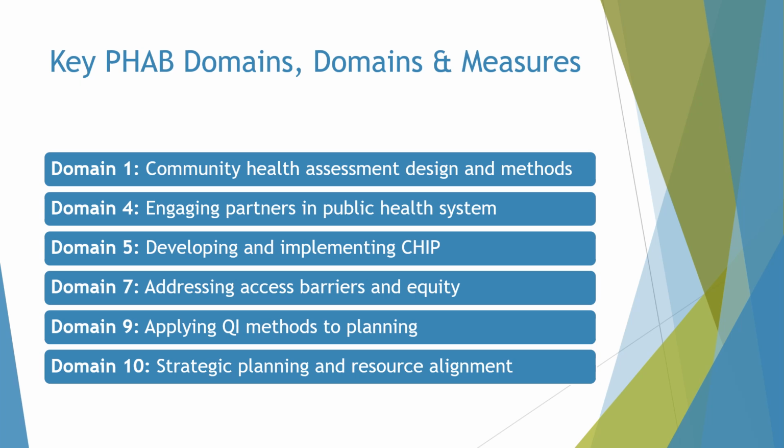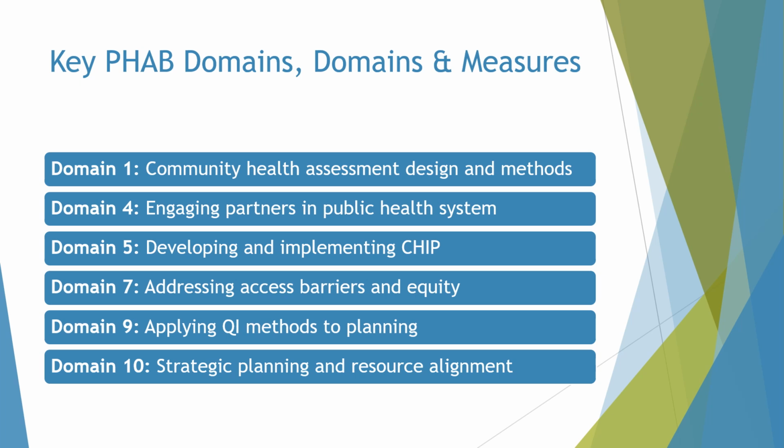Domain 7 has a lot to do with addressing access barriers and equity. It's about making sure that everyone can access services and opportunities supporting health. So the child CHIP process should reflect the experiences of underserved and underrepresented groups. So this is really big for equity.